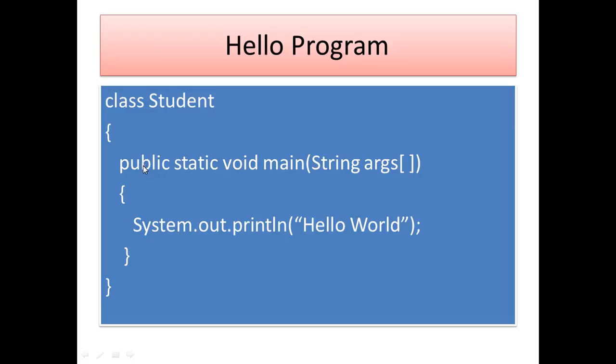What is the meaning of public? Public is written for JVM. What is JVM? I will explain further what is JVM. First I have explained for JVM can see everything in between the main. So we have to write public keyword with the main, and static is a keyword.